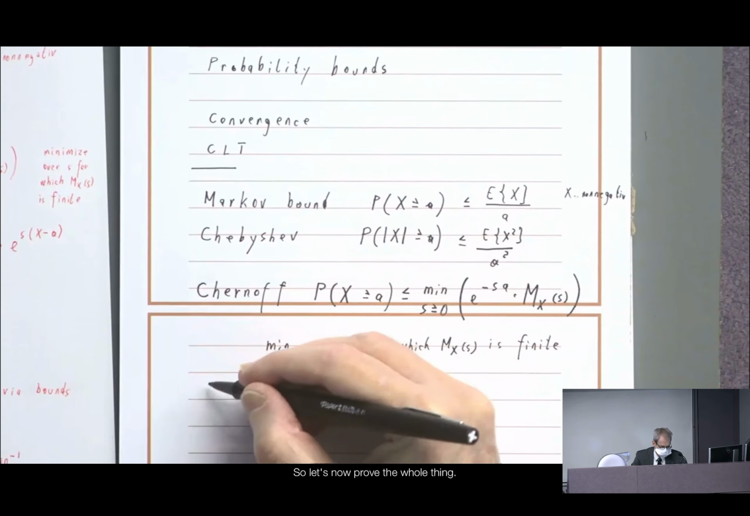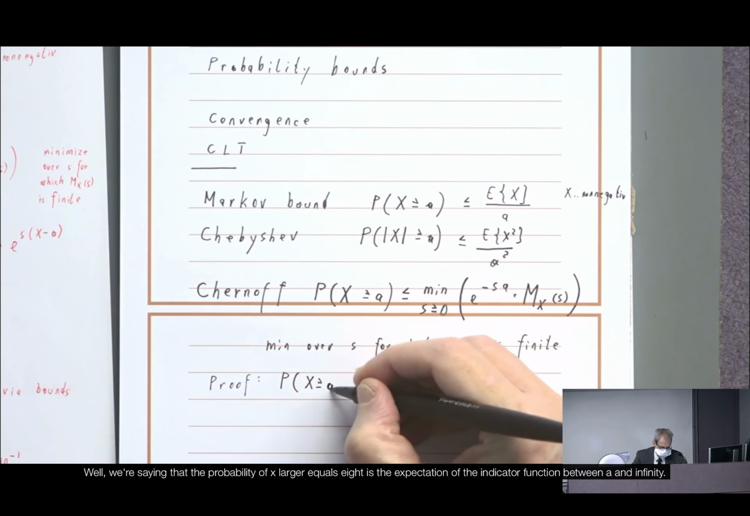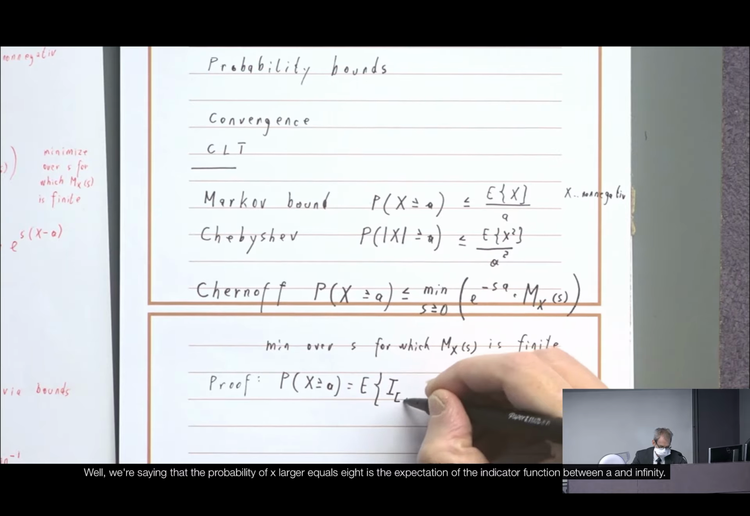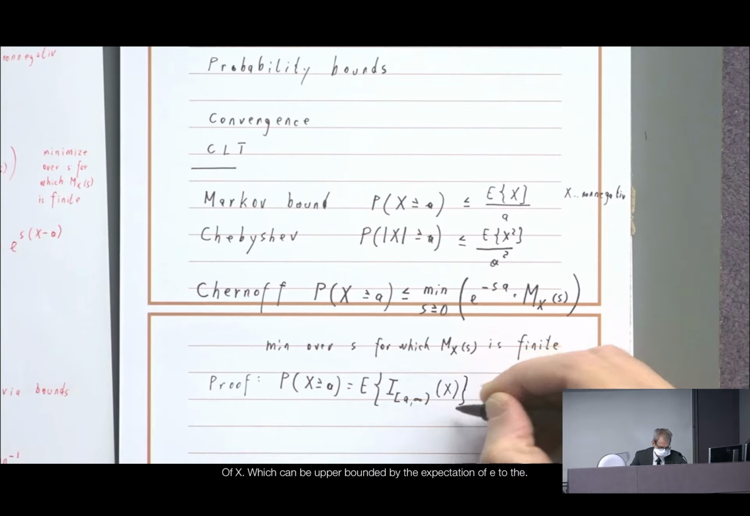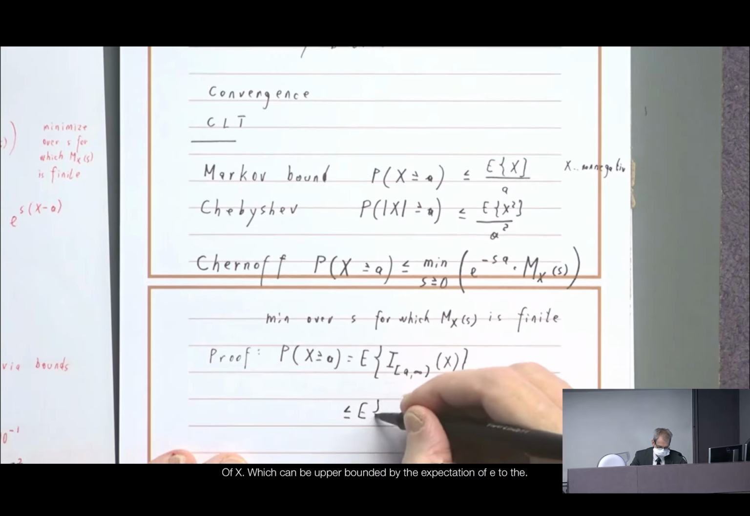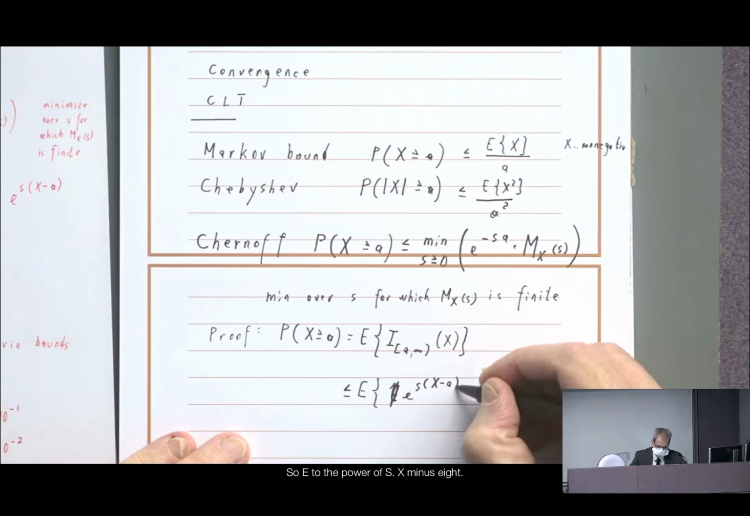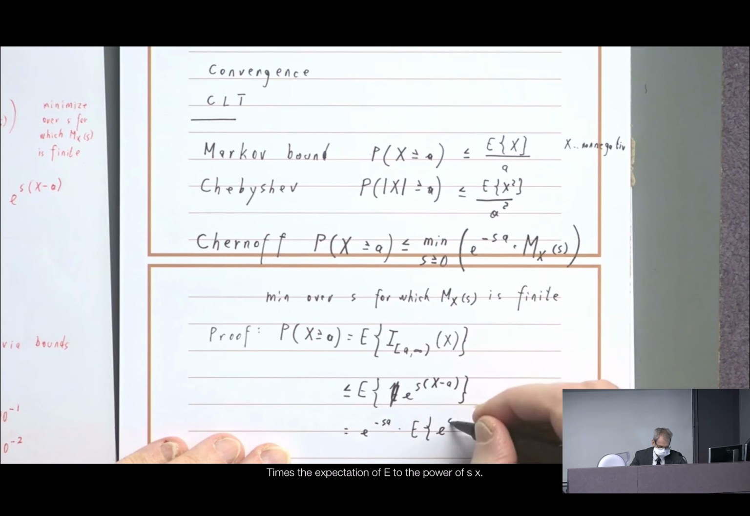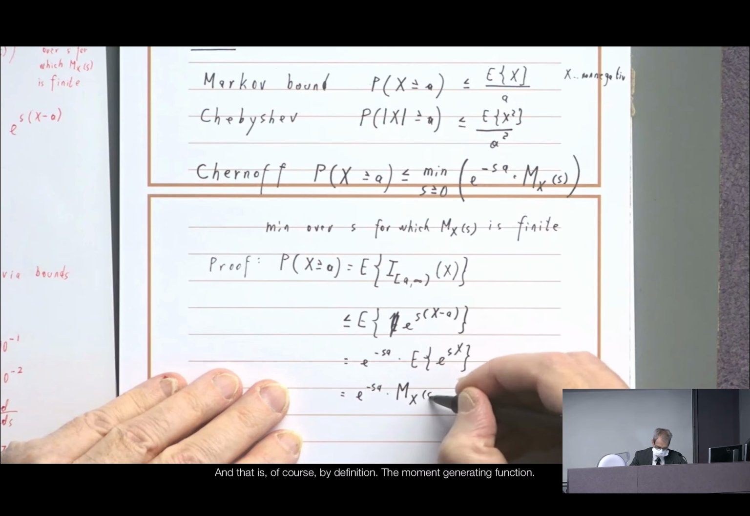So let's now prove the whole thing. We're saying that the probability of x larger or equal to a is the expectation of the indicator function between a and infinity of x, which can be upper bounded by the expectation of e to the power of s times (x minus a). Then we can pull out the e to the power of minus s a times the expectation of e to the power of s x, and that is, by definition, the moment-generating function.